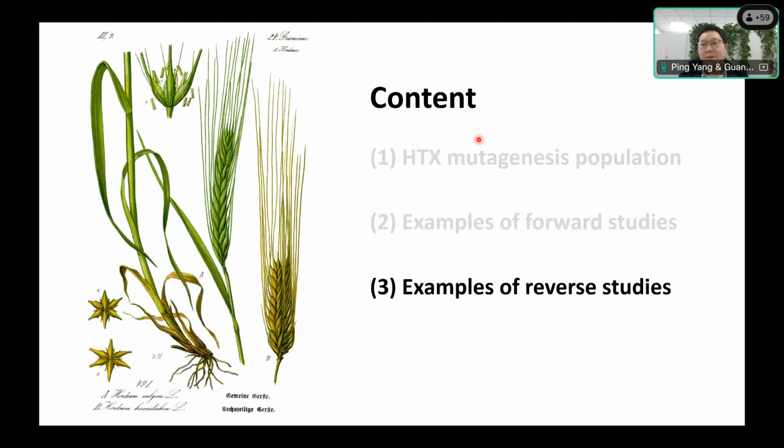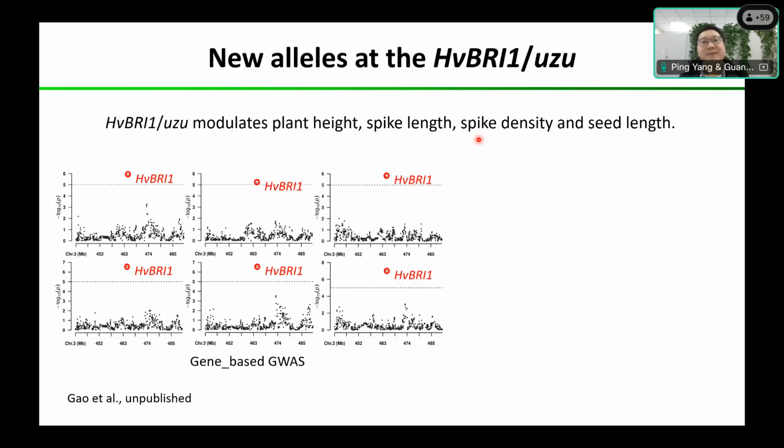Now I will move to the third part of my talk. As I mentioned before, the mutagenesis population is a very important resource for reverse genetic studies. Once we identify the genes, we would like to test how these genes work. If we have the mutants for particular genes, that is a very important resource for gene functional analysis. Just one example, the Brassinosteroid one.